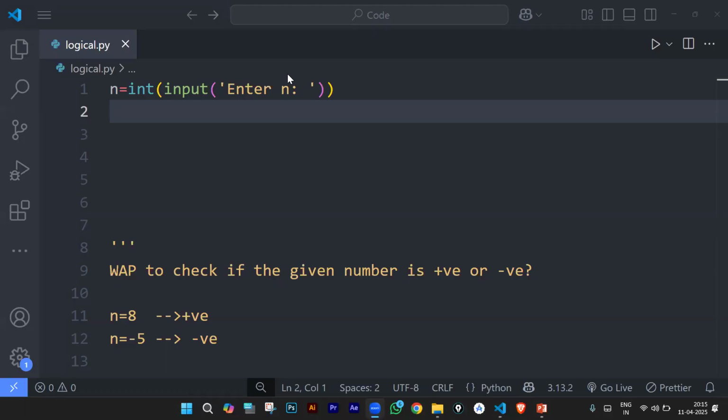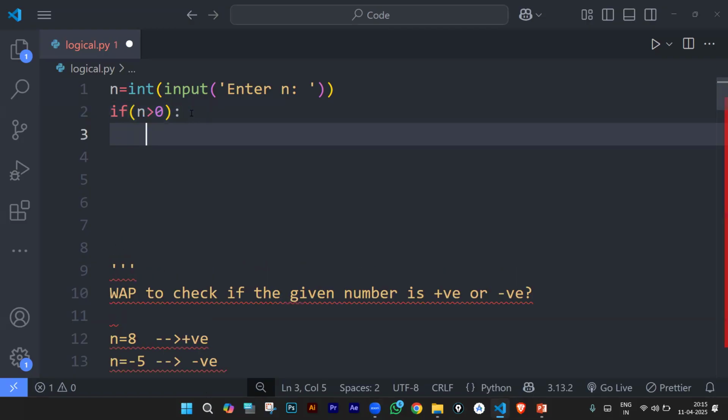How can I come up with a condition to check? Yes, if a number is greater than 0, that is positive. Less than 0, that is negative. Very good. So you all are familiar with if else. So I'll just quickly write the syntax of it. I'll write if number greater than 0.